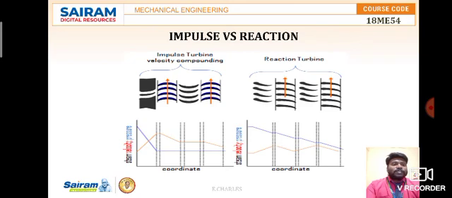At the same time, in the reaction turbine, there will be a fixed nozzle, and then there is a moving blade, and again there is a stator, and there is a moving blade. Look at the pressure: it will be periodically decreasing, and the velocity will increase, and then in the moving blade it will decrease, and again in the stator blades it will increase, and then in the moving blades it will decrease. So this is all about the compounding of the impulse and reaction turbine.